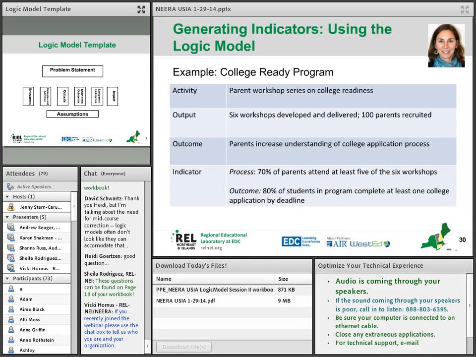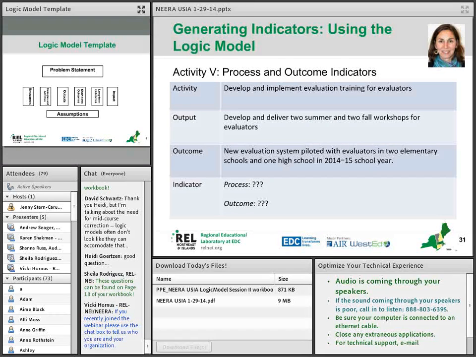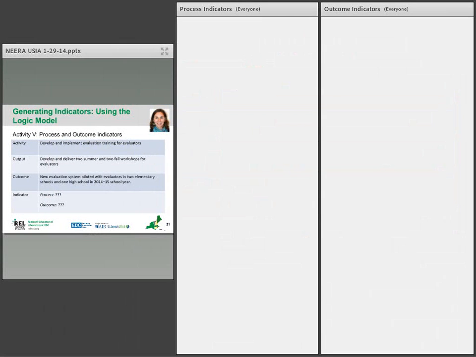So that is just an example to illustrate the logic of thinking from the logic model through to process and outcome indicators. And now I've done a lot of talking. We'd like you to take a moment to think about this. We've got an example here from the educator evaluation case where we've taken the activity of an evaluation training for evaluators. So we have to develop and implement an evaluation training for evaluators. Our output for that is that we develop and deliver 2 summer and 2 fall workshops for our evaluators, and that our outcome associated with that is that the evaluation is then piloted with a set of evaluators in 2 elementary schools and 1 high school. So that's our outcome for that, is that from these trainings comes the implementation.